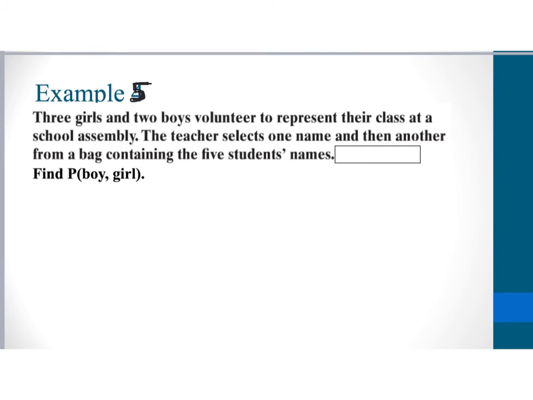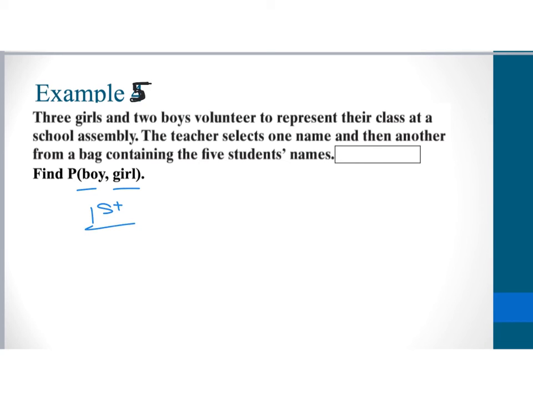Now for example 5, we have the same scenario where we have our 3 girls and 2 boys that volunteer to represent their class. The teacher's going to select 2 students at random, and we want to find the probability of selecting a boy first and then a girl.